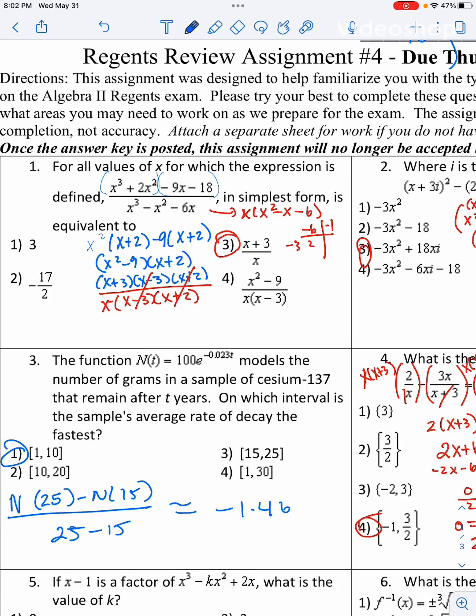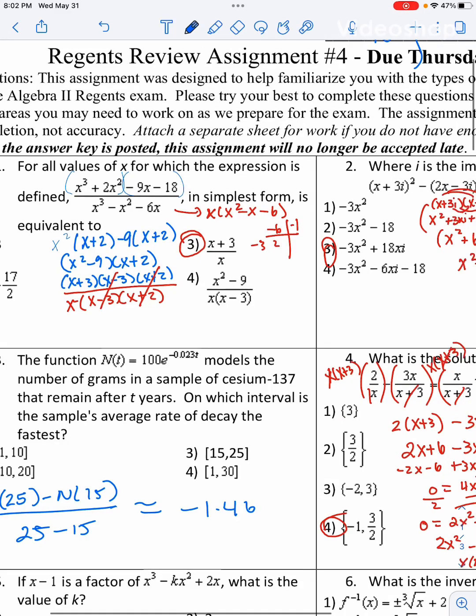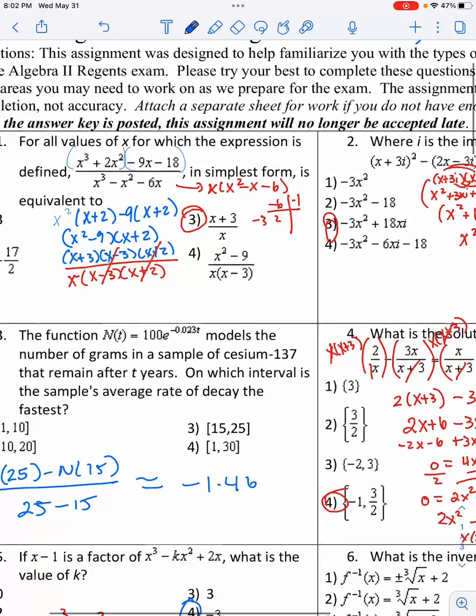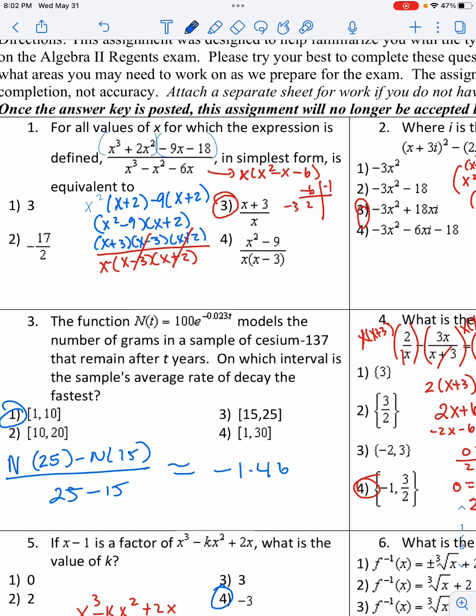All right, so in today's video, we're going to be going over Regents Review 4. So let's take a look here. We want to express this expression in simplest form. So what we're going to do is factor the top, and you can see I did that in blue, factored by grouping.